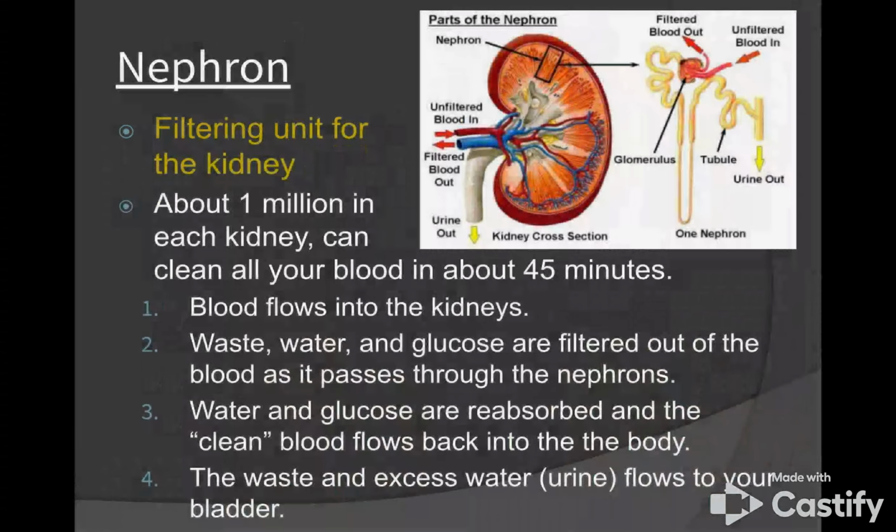The nephron is a special filtering unit inside the kidney. It's made up of some specialized cells, and there are about 1 million of them in each kidney. They can clean all your blood in about 45 minutes.